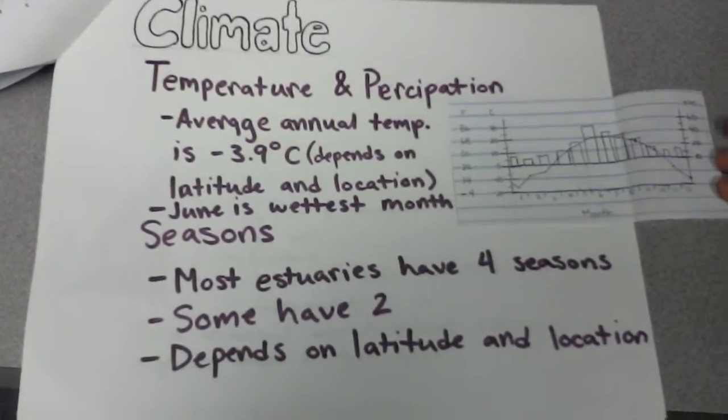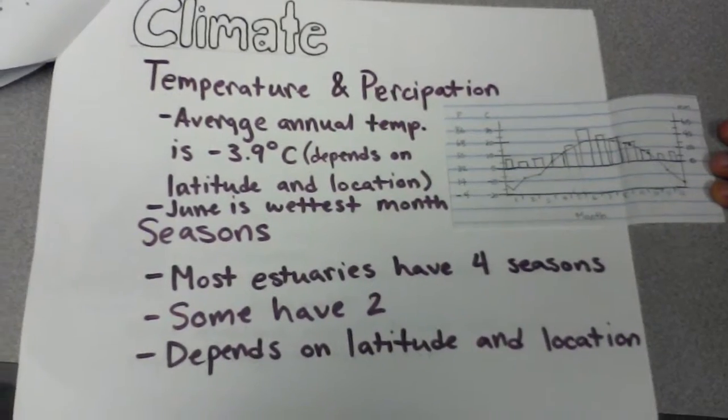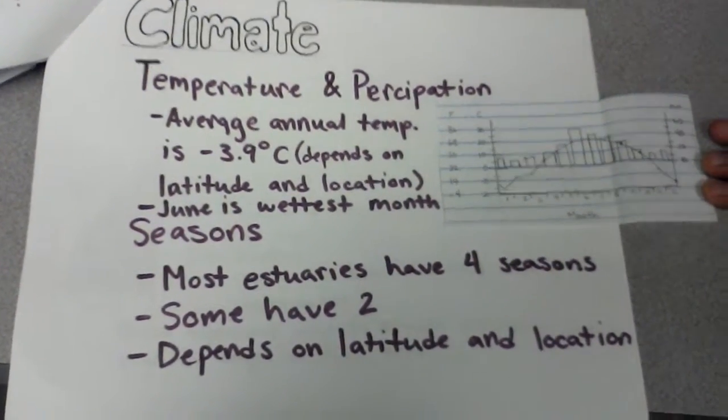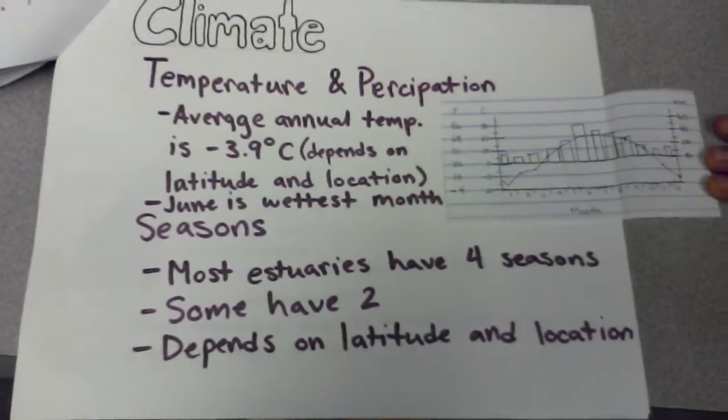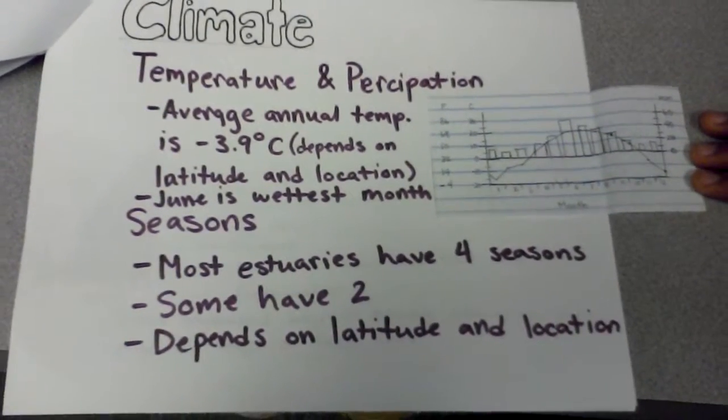Seasons. Most estuaries have 4 seasons. Some have 2. Depends on latitude and location. They have also a wet season, dry season, and stormy season.